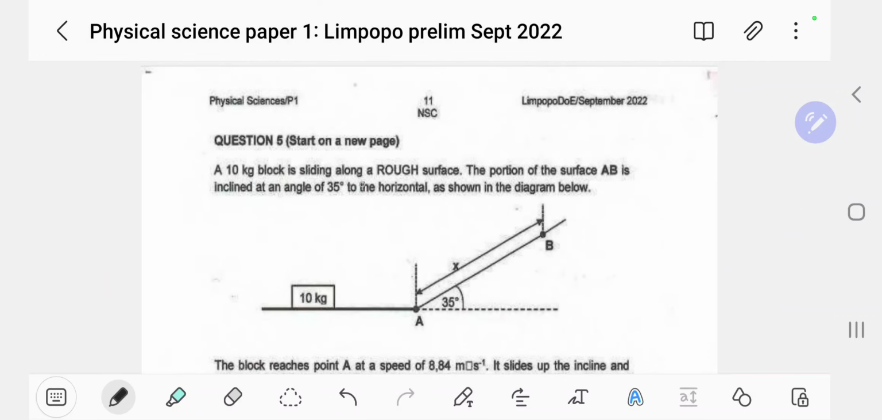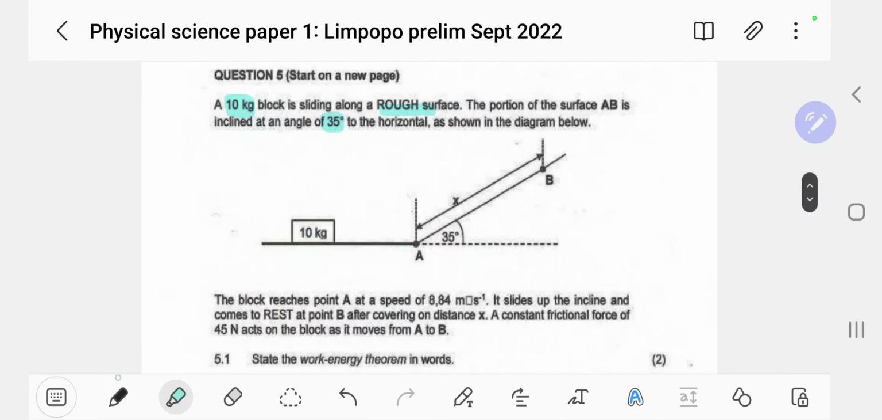Work energy theorem, which you already know how to do, so we're just gonna drill it and move on. A 10 kilogram block, so what is the mass? It is 10 kg, sliding along a rough surface. The portion of the surface AB is inclined at 35 degrees to the horizontal as shown in the diagram. So the angle is important. Meaning there is friction here. This surface is all friction.